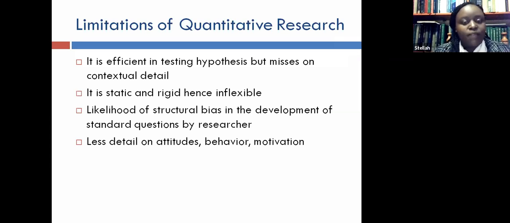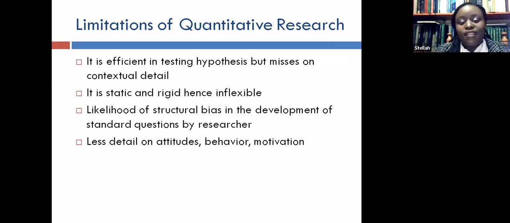Thirdly, you tend to have a structural bias when it comes to developing your standard questions, the reason being that you cannot really change as you want. What you decide on as your research technique, or your research design, has to move on to the end. You don't have that allowance to change for you to get exactly what you need. So in this case, you can have a structural bias.